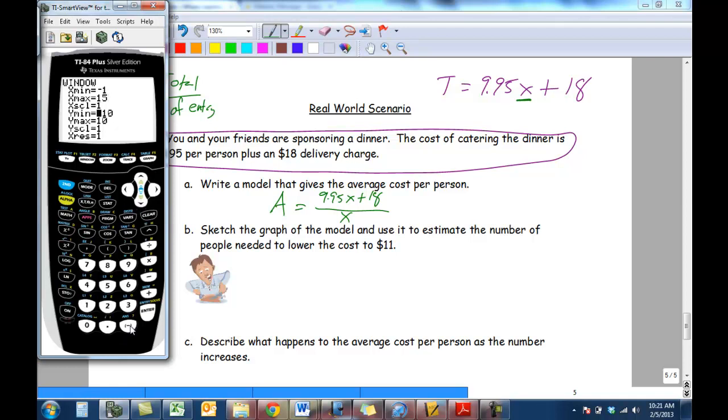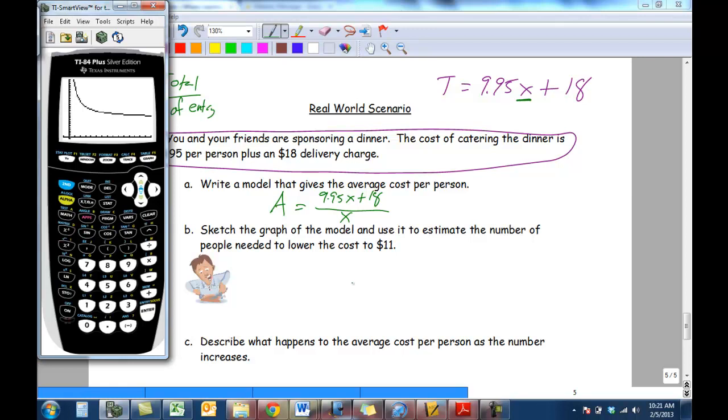The Y minimum, it's going to cost us money. It's not like we're going to make money. So -1 to, now like I said, even if nobody comes, the price is going to be $18. What if 2 people? Well, here's the thing. Instead of thinking like that, let's just throw in an arbitrary 30 and see what happens. Press graph, and hey, there it is.